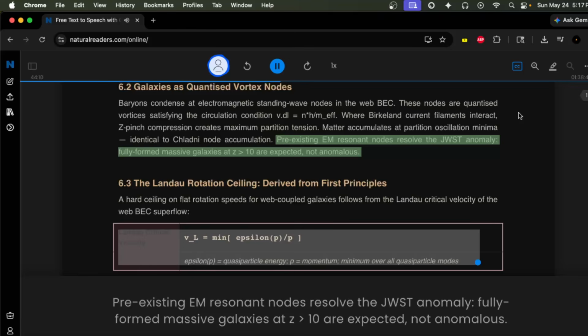Pre-existing resonant nodes resolve the JWST anomaly. Fully formed massive galaxies at z greater than 10 are expected, not anomalous.